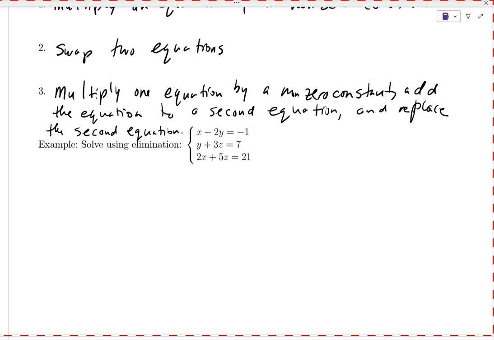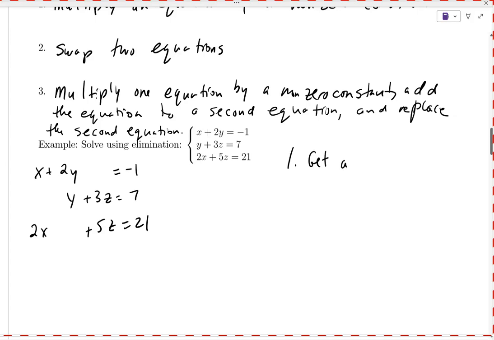The first step, and there's not really anything going on with this one, is that I want to see a 1x in the upper left-hand corner. If I have a coefficient of 1 on my variable, it makes it a lot easier to solve for it, doesn't it? So step 1 is to get a 1x in the upper left-hand corner.